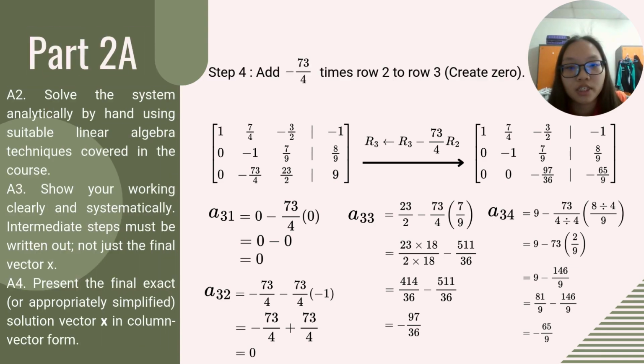After creating the leading negative 1 in the second column, next we need to create 0 in the second column. So we change row 3 by row 3 minus 73 over 4 times row 2. The left side is before changing row 3, and the right side is the answer after. The one below shows the steps for changing the row 3 elements. The right side is the answer in row echelon form.